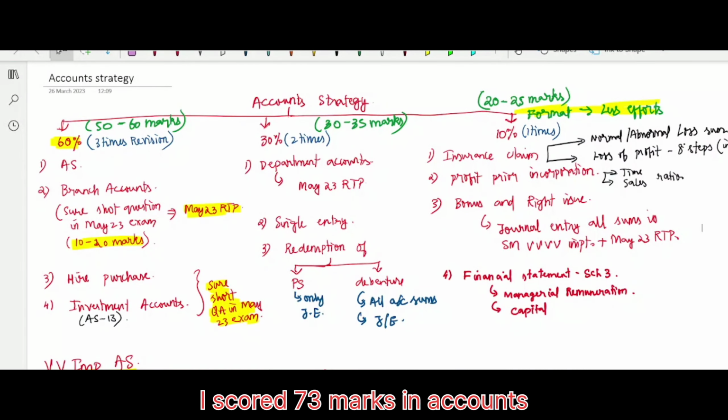Similarly, we have divided the 30% category as well. In department accounts, go through the RTP 23 sum. And in single entry, you have to go through it.